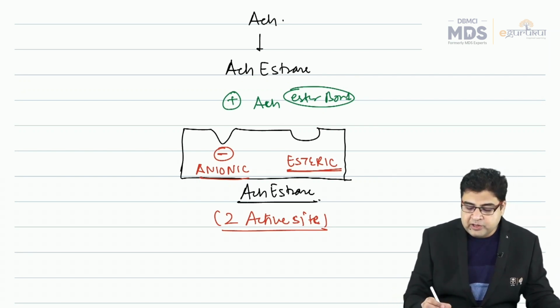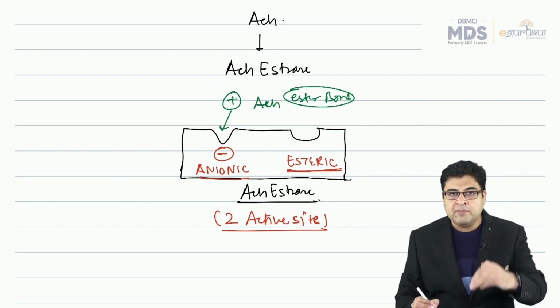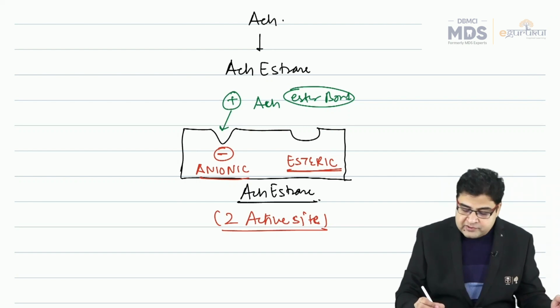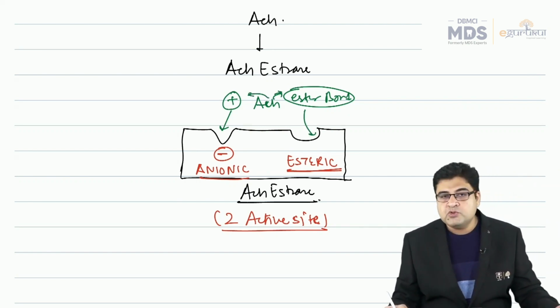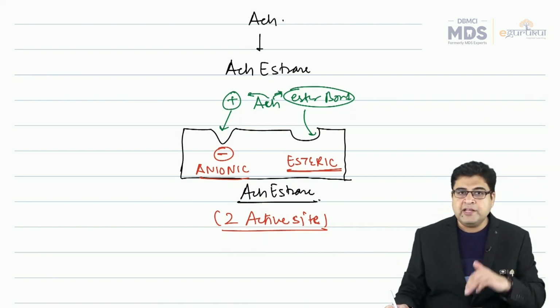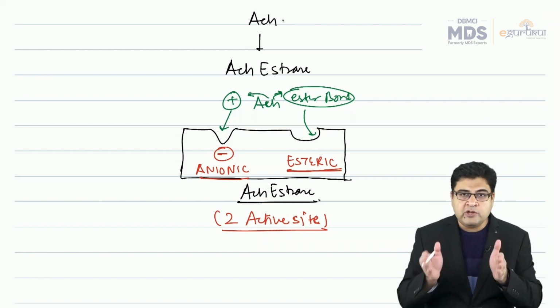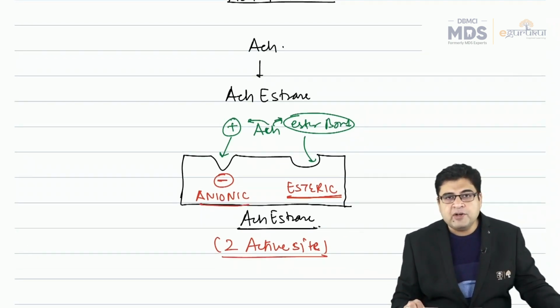So whenever an acetylcholine molecule comes over here, the positive charge containing side of this acetylcholine will come and bind with the anionic site, and the ester bond of the acetylcholine will come and bind with the esteric site. So the ester bond will bind to the esteric site and the positive charge side will bind to the anionic site, and ultimately the whole molecule of acetylcholine gets metabolized. So this is how acetylcholine metabolism takes place.